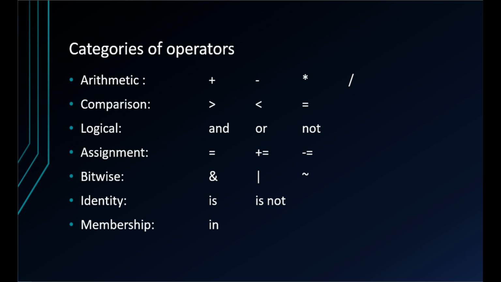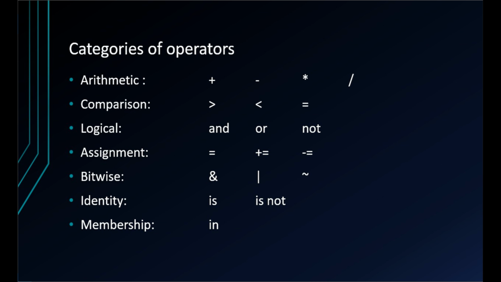Hello everyone. Today we are going to talk about the operations in Python. For each operation, we have an associated operator. For example, the addition operation is performed using the plus operator. The subtraction operation is performed using the minus operator, etc. There are 7 categories of operations in general.